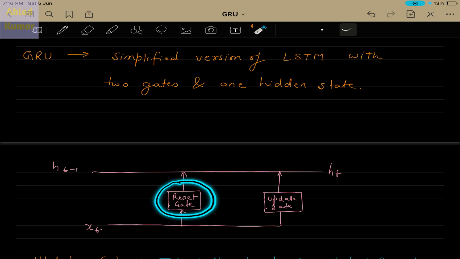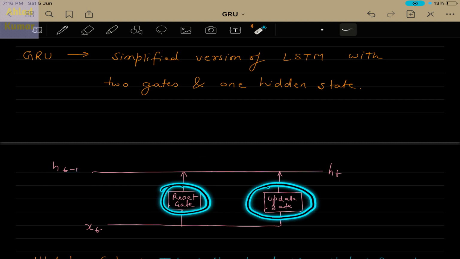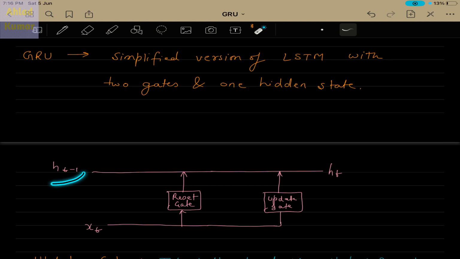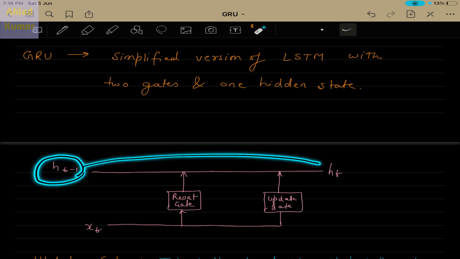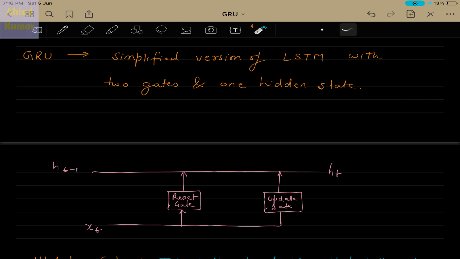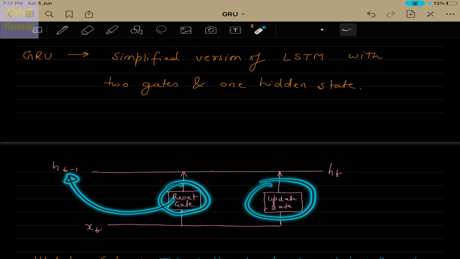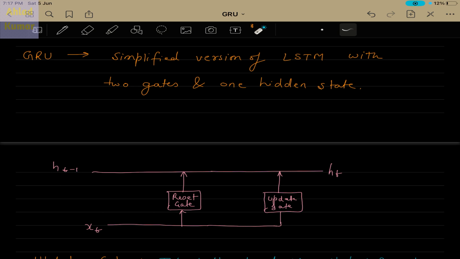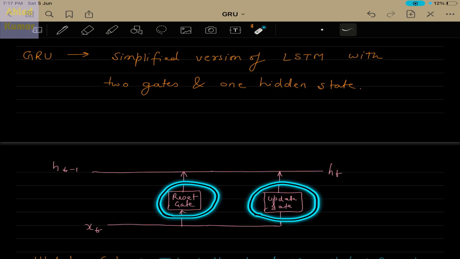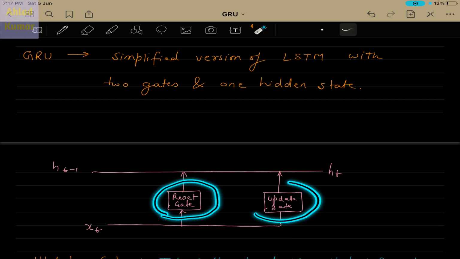What is the role of the reset gate? The role of the reset gate is to reset the information; it controls how much information you want to pass from h t minus 1 to h t. Whereas the update gate controls how much information you want to add to the previous information to get the next information h t. Basically these 2 gates operate on h t minus 1 to control the information. So let us individually discuss the internals of the reset gate as well as the update gate and see what is inside them.